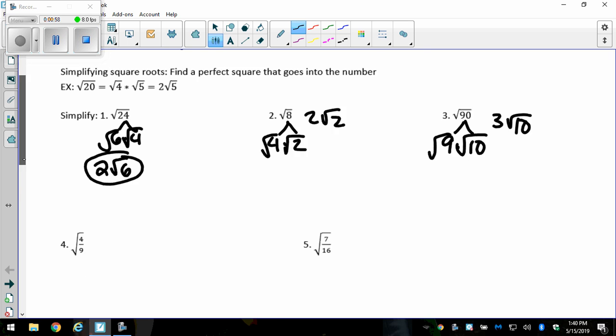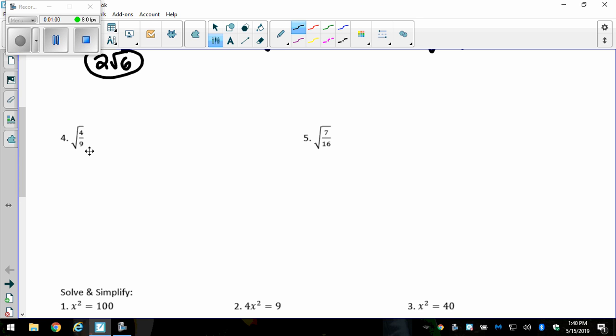When we have a fraction, there's nothing different. You square root the top and you square root the bottom. So that's how we get 2/3 here. On number 5, the square root of 7 is a decimal, so it would stay, but square root of 16 is 4. So that's how you'd simplify number 5.